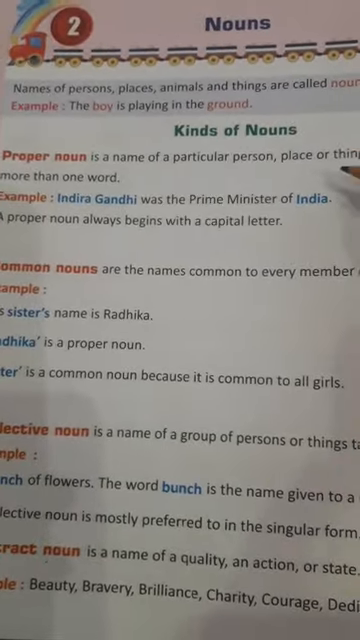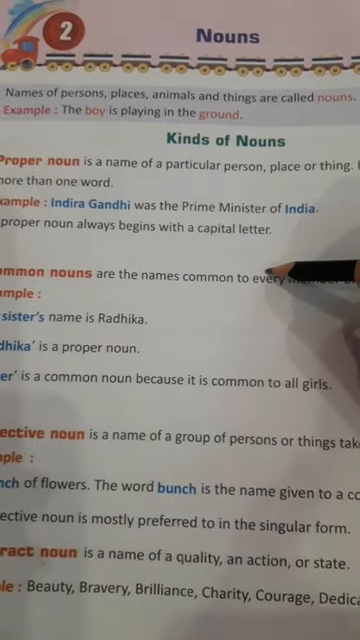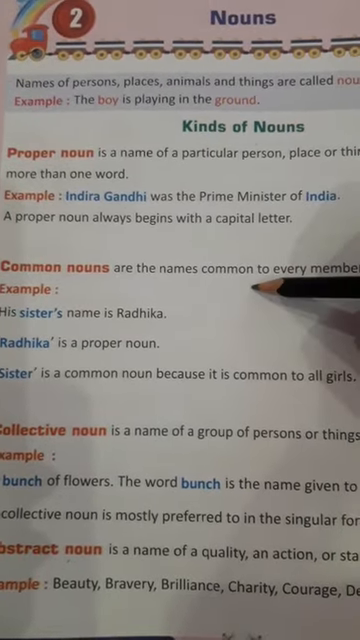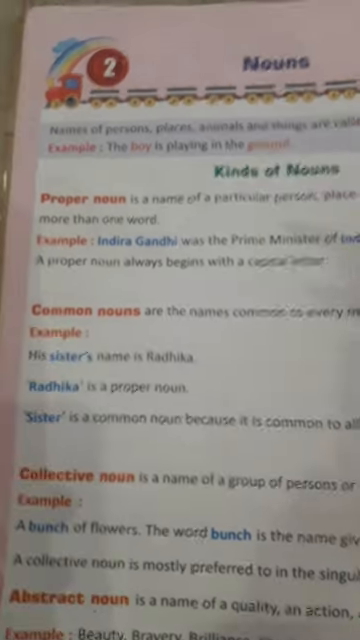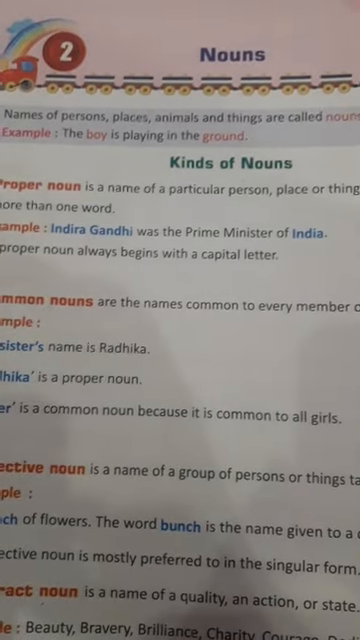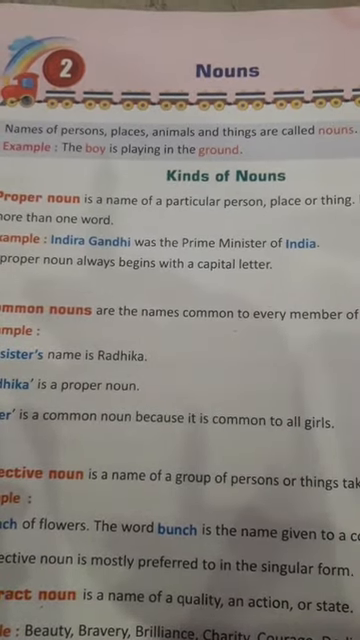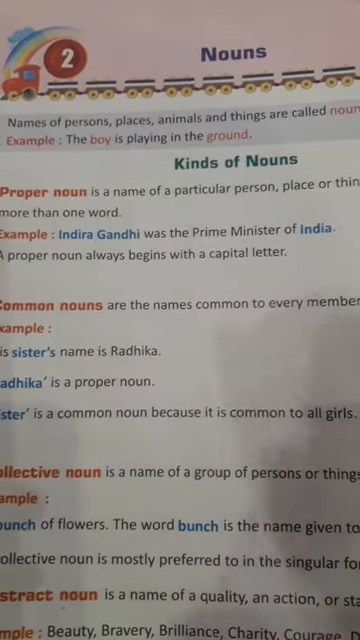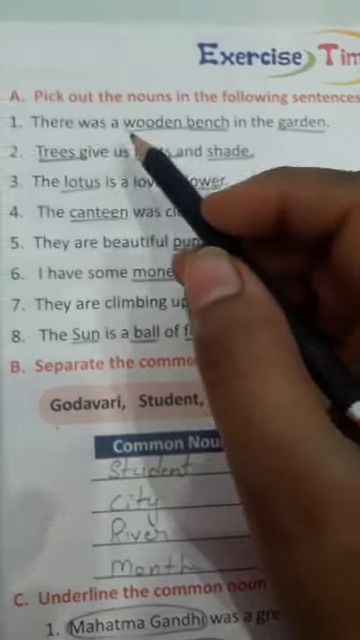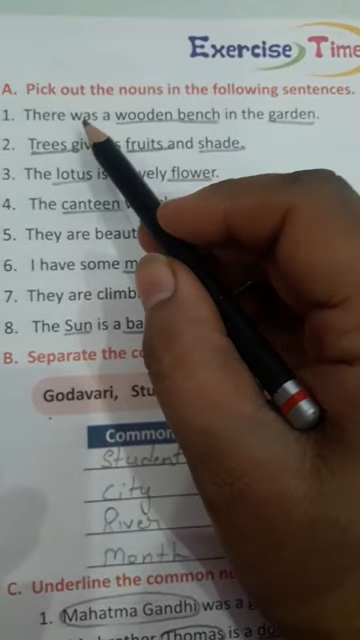This is the second chapter from your grammar book, and I have already sent you the explanation of noun. We have already learned this one, and I have sent the link again. So just go through it, and now we are going to do this exercise. Okay, so now let's start.